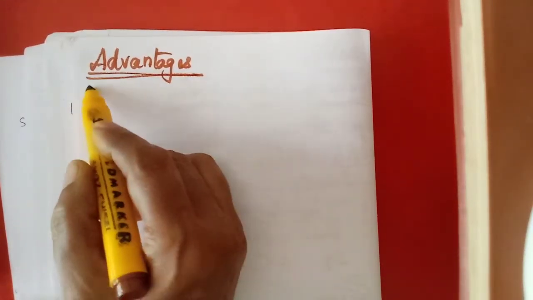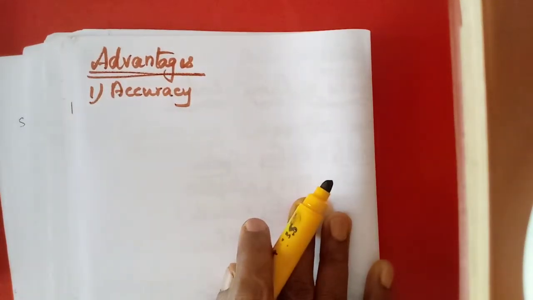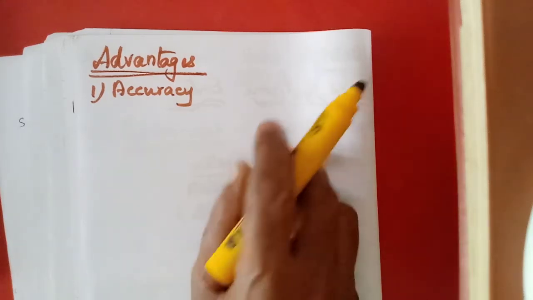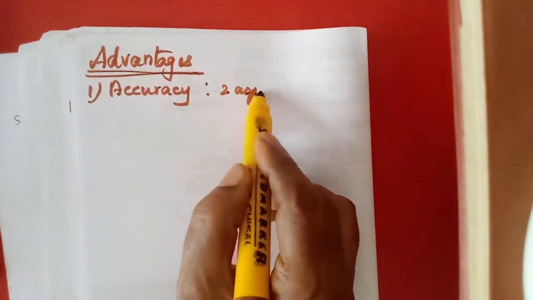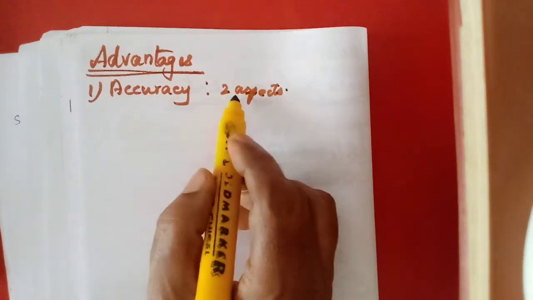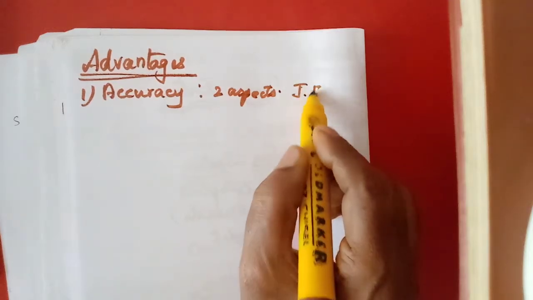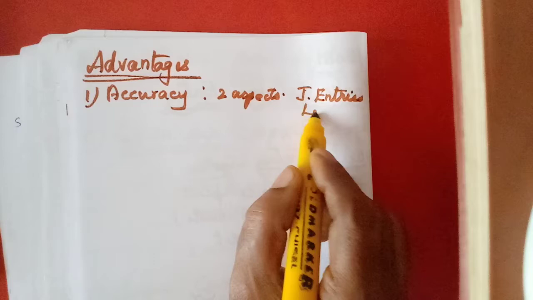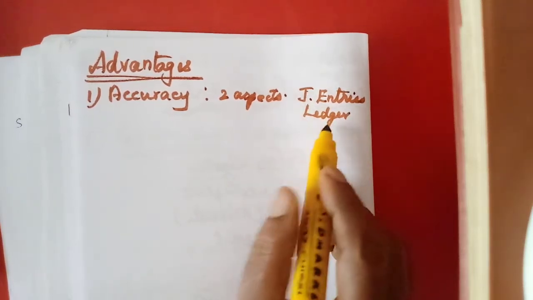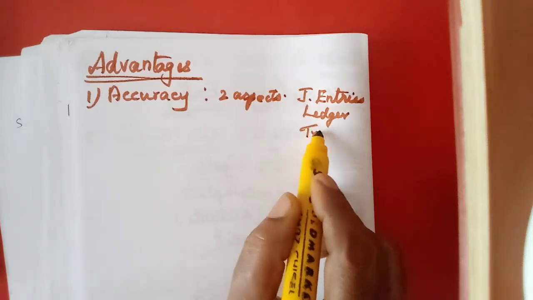Here accuracy will be there. Accuracy means the correctness. Why? Because in the system we say there are two aspects. So we prepare first journal entries. Journal entries we prepare and we post them in the ledger, next step. Then from the ledger we prepare the trial balance.